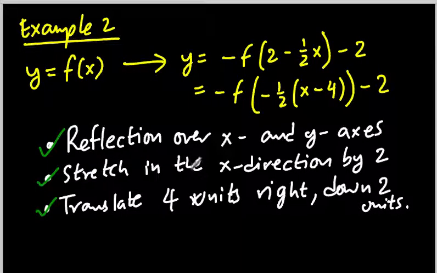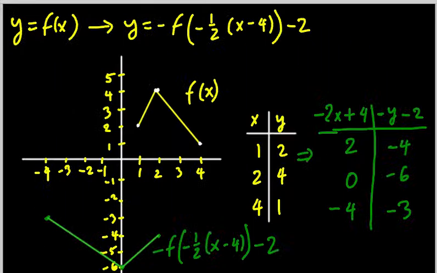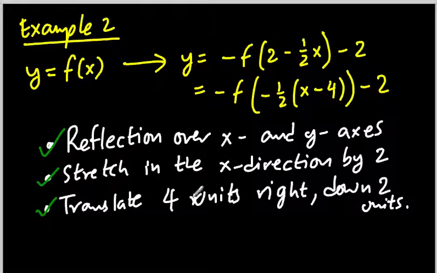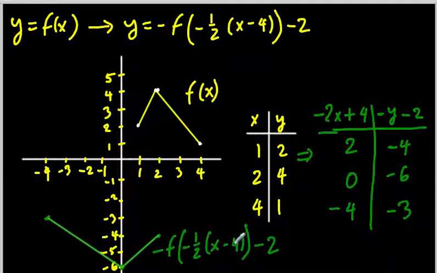Then we see a stretch in the x direction by 2. So this function looks smaller and this function looks wider. So yes, we've stretched in the x direction by 2. That makes sense. And once again, the translation is 4 units right and down 2 units. Like I said before, it's a little bit hard to see the translations because they're overshadowed by the reflections and the stretches. So if you've done your calculations right, this should be good.